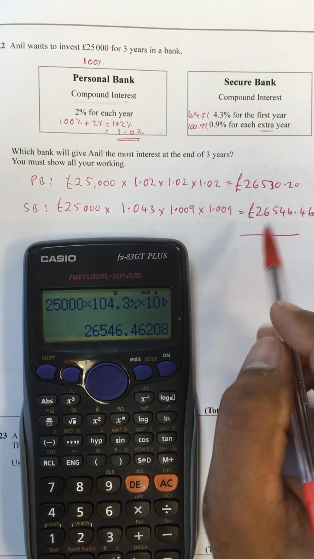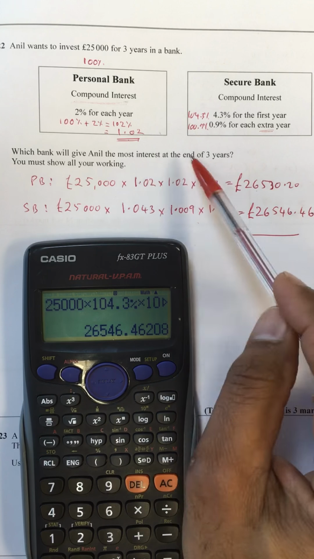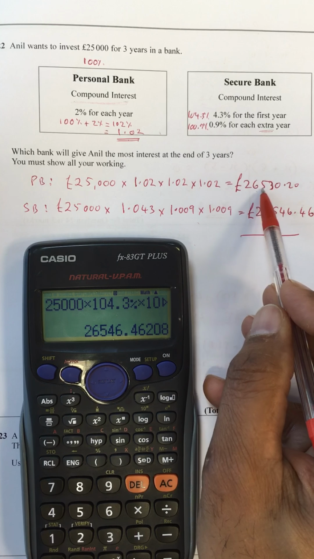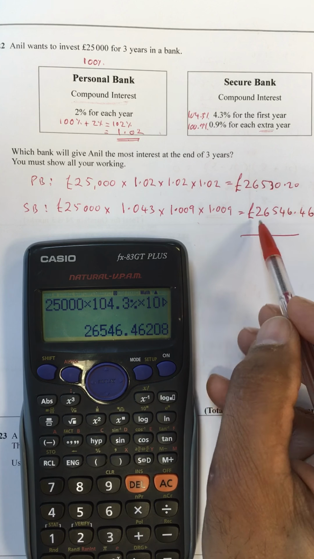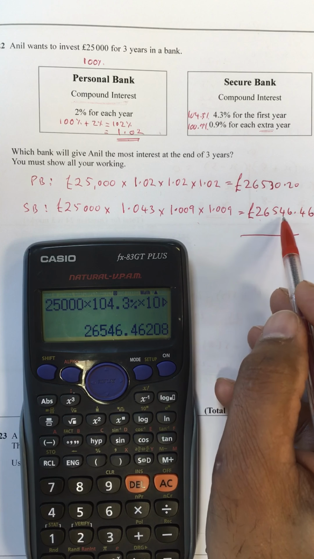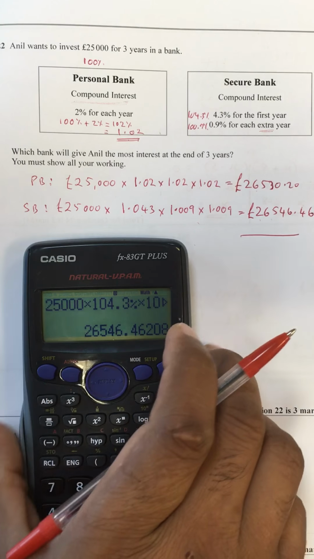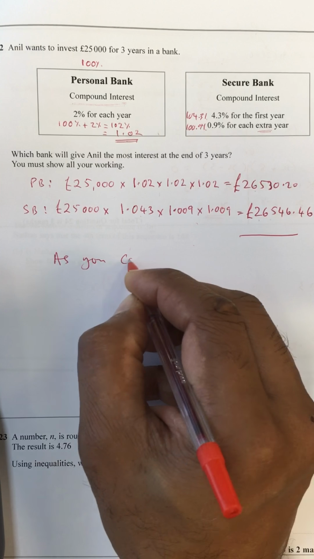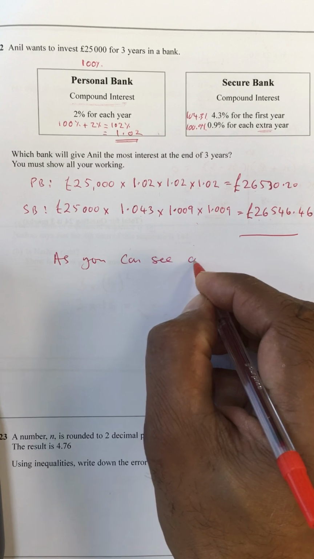Now, all you need to do is one statement, show what you're working at the end of the year, which investment is the most. 26,530, 26,546. Obviously, Secure Bank is giving you more money at the end of 3 years. So just put a clear statement, as you can see above.